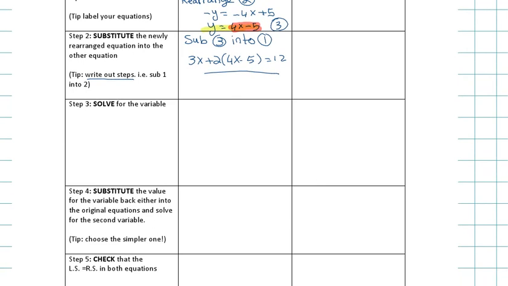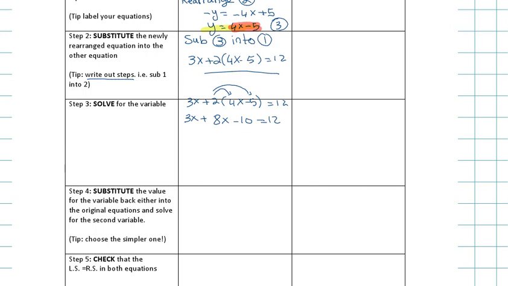So I have 3x plus 2. I'm just rewriting the same thing. In order to simplify this, what's the first thing I have to do? Distribute the 2. So that's going to be 3x plus 8x minus 10 equals 12. What else can I do? Add 3x and 8x because they're like terms.